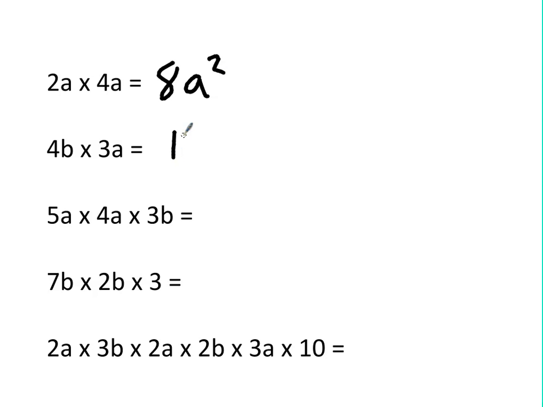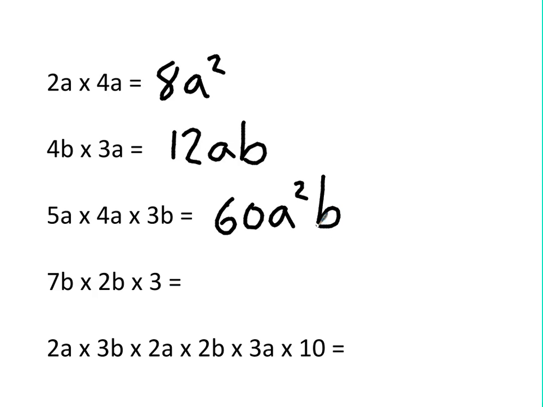4 times 3 is 12. a on its own, well, that's just an a, and b on its own is just a b. So the answer is 12ab. 5 times 4 times 3 is 60. a times a is a squared. And that b is there, so it's 60a squared b. 7 times 2 times 3 is 42. And then you've got b times b, which is b squared.